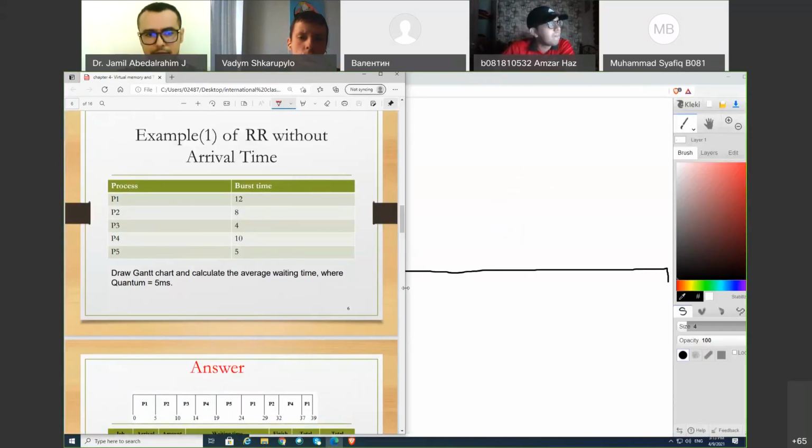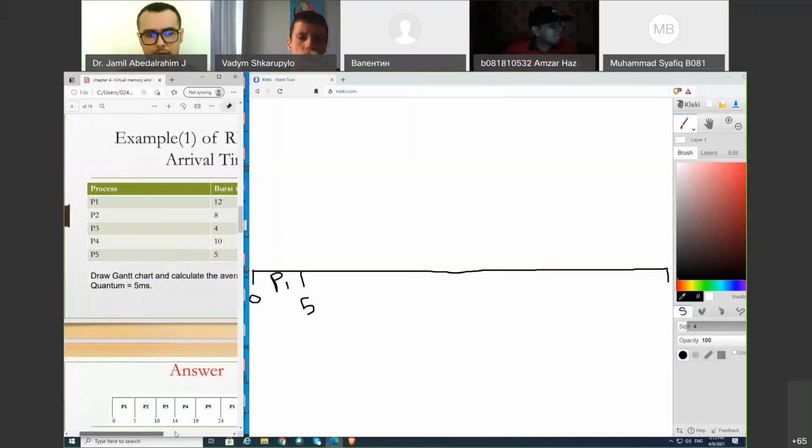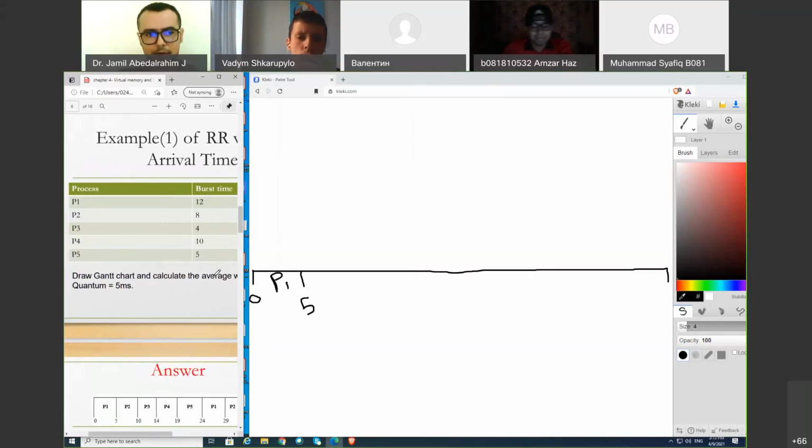From 0 until 5, and we reduce that 5 units which we just executed. So the remainder will be 7. 12 minus 5 will be 7. Okay, done. Process 1 done. We go on to next process, P2.